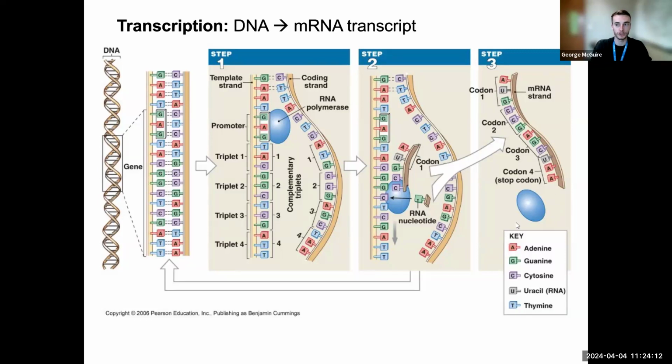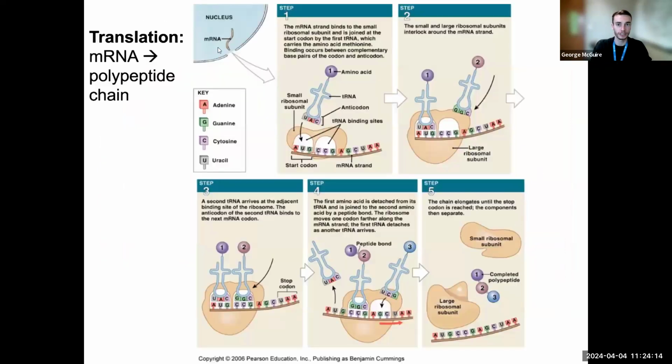That mRNA transcript will then leave the nucleus and go find a ribosome. That could be a free-floating ribosome in the cytosol, or it could be a ribosome that is directly attached to the rough endoplasmic reticulum. And that ribosome is going to translate these instructions using every codon to add one amino acid.